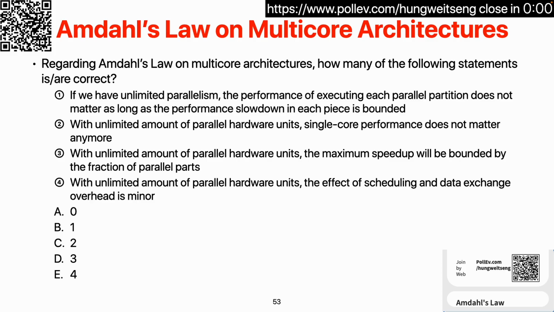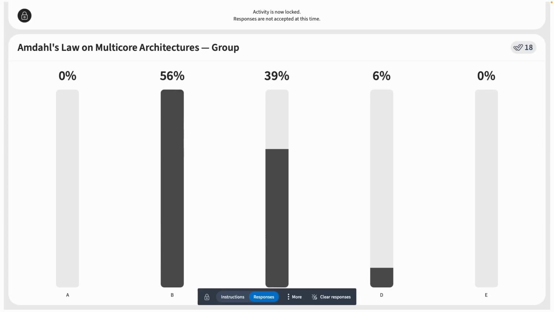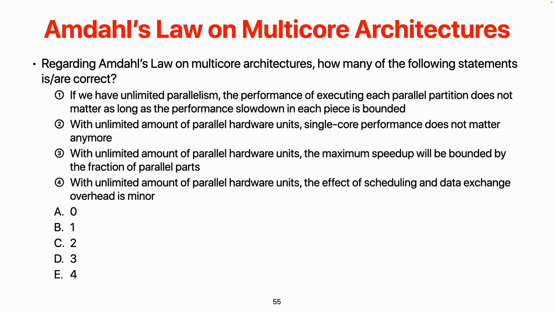All right, let's take a look. So after discussion, okay, B or C. So at least one of them is correct, right? So, okay, which one? Is the first one: if we have unlimited parallelism, the performance of executing each parallel partition does not matter as long as the performance slowdown on each piece is bounded. True or false? Yes or no? How to look into this?